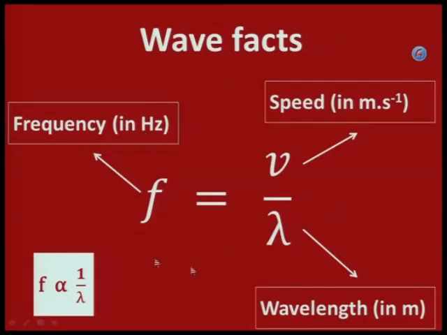Now from this equation, I just want you to know that frequency is indirectly proportional to wavelength. That means that if you have a high frequency, you have a small wavelength. And if you have a low frequency, you have a big wavelength. So if the one is small, the other one is big.